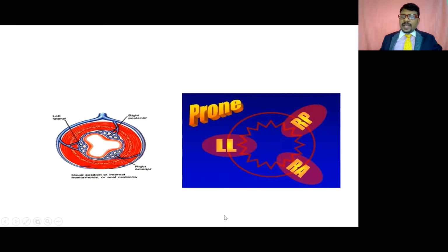So where do people most commonly get piles? If you see the anal structure, for example here the anus, there is the left lateral area, the right posterior area, and the right anterior area. Surrounding the anus, the bluish color you see, these are the veins. This is a venous plexus.